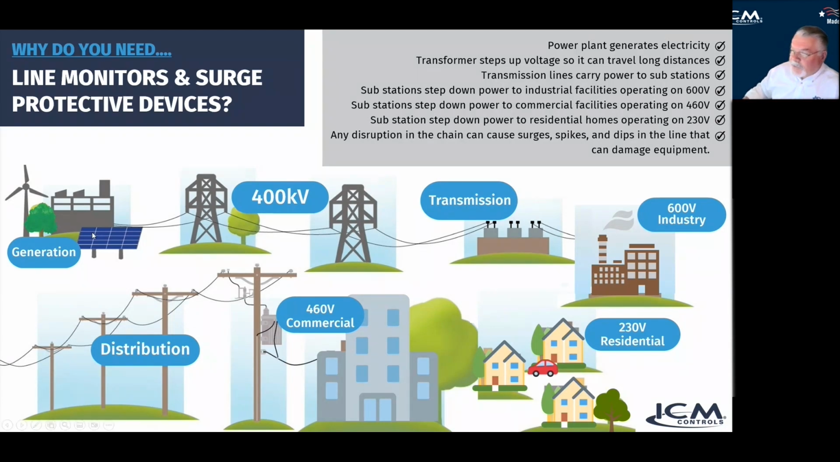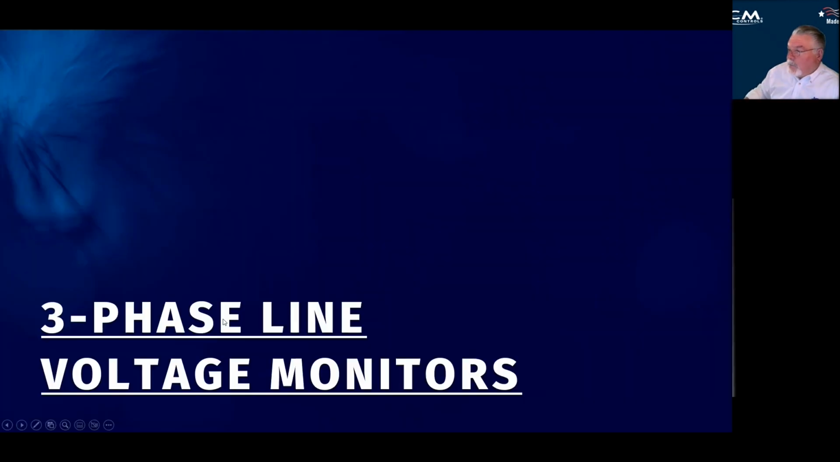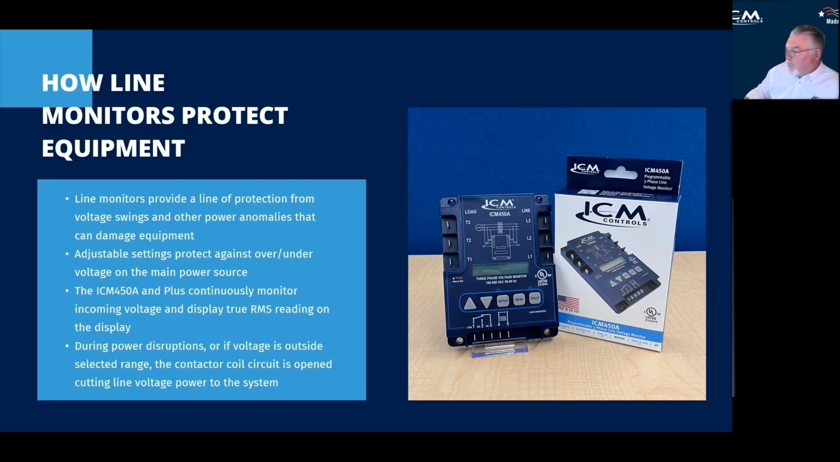But any disruption in this chain, and you can think there's a million things that could happen in the chain, could cause power interruptions, spikes, surges, dips on the line, and that can damage expensive equipment. So we're going to look at three-phase line voltage monitors, and you're all probably familiar with our ICM450. Great product, ICM450 line monitors. They provide a line of protection from voltage swings and other power anomalies that can damage equipment.